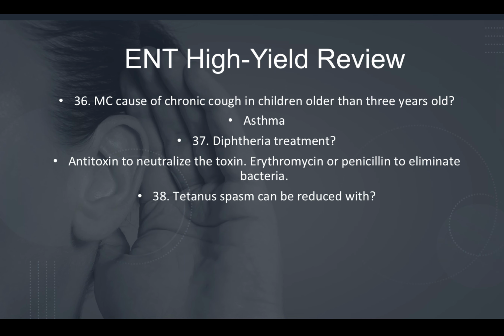Tetanus spasms can be reduced with what medication? Tetanus spasms can be reduced with diazepam. So again, they're going to give you a question stem, a patient stepped on a nail, they got tetanus, they got muscle spasms now, and they're going to ask you which one of these medications will likely reduce their spasms, and that is diazepam.